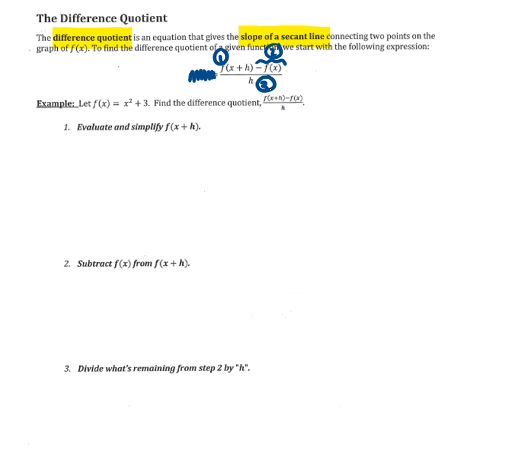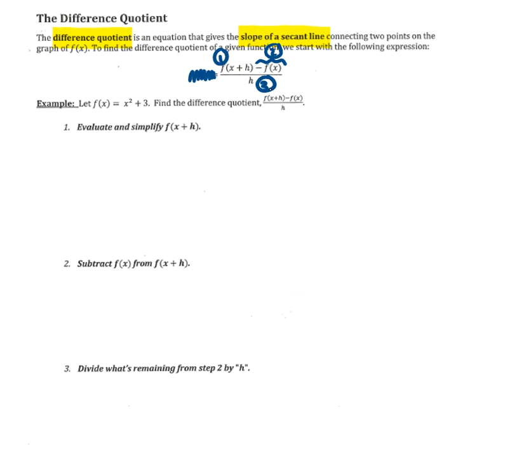So you'll see that I have these three steps outlined below the example, and we're using a particular function, namely f of x equals x squared plus 3, that we're going to find the difference quotient for.